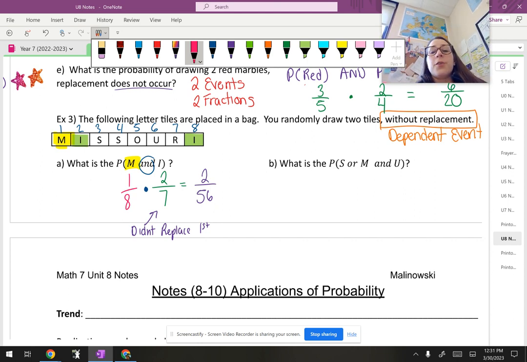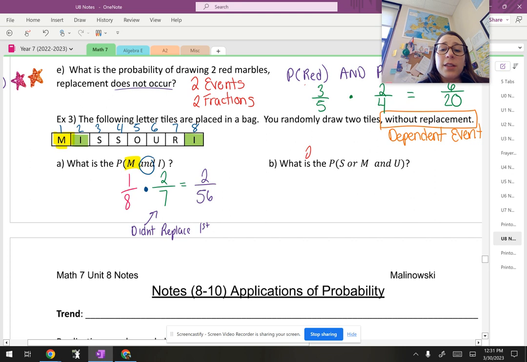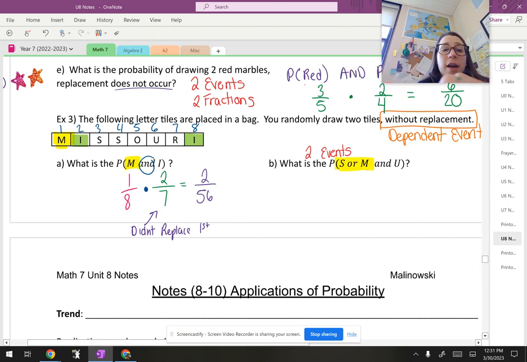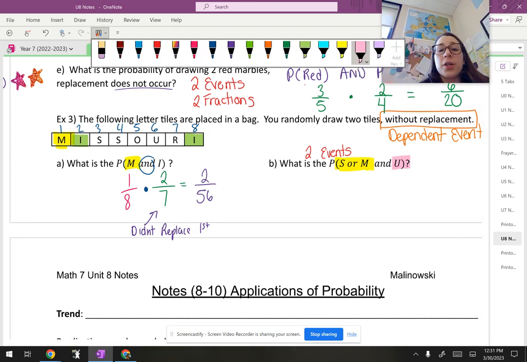So now part B here, what is the probability of getting an S or an M and a U? You might think that this is 3 events here, but it's actually not. This is only 2 events. And that's because of that key word of "or." Getting an S or an M is 1 event, and getting a U is the separate second event.